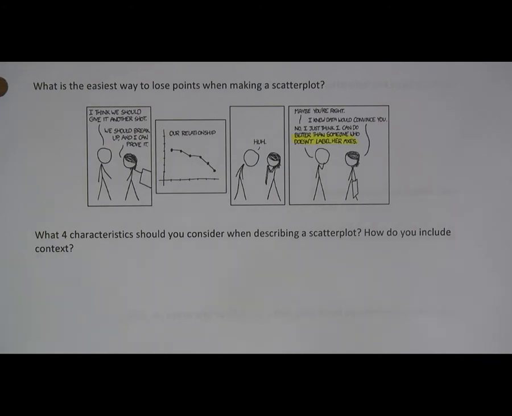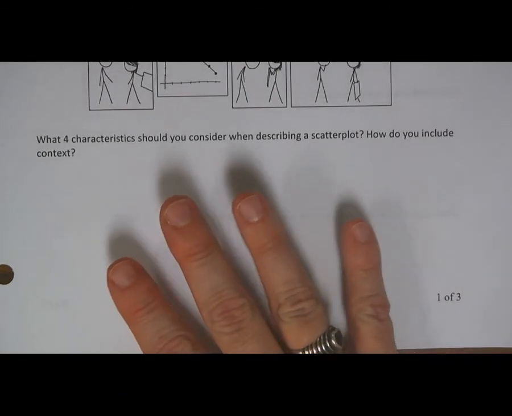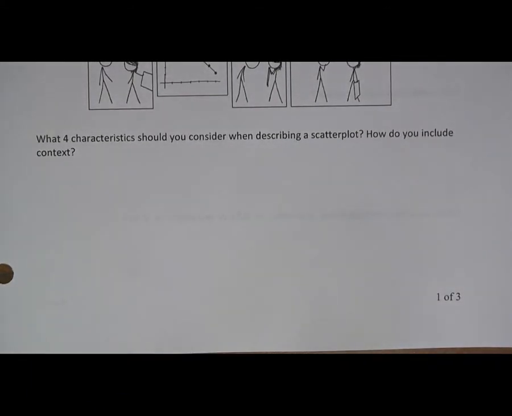I'm going to play a little AP Daily video for you, and he's going to answer this question: what 4 characteristics should you consider when describing a scatter plot? So we used the SOX acronym to describe distributions. There's another acronym. He does it out of order than the way I'm going to teach it to you. But you don't need to write anything here. We are going to write this together as a class because I'm going to teach you the acronym and we'll go in a slightly different order.